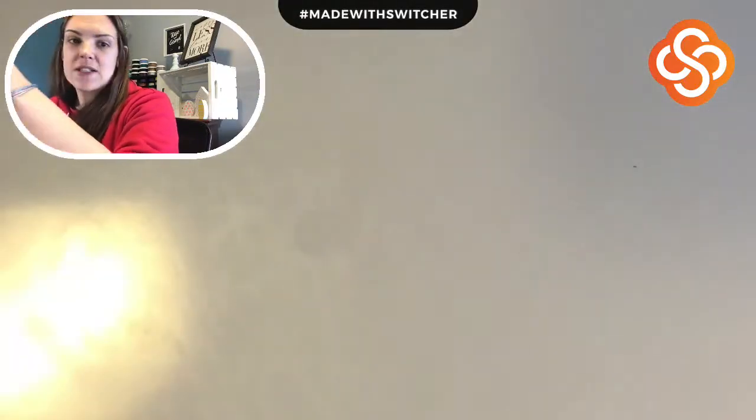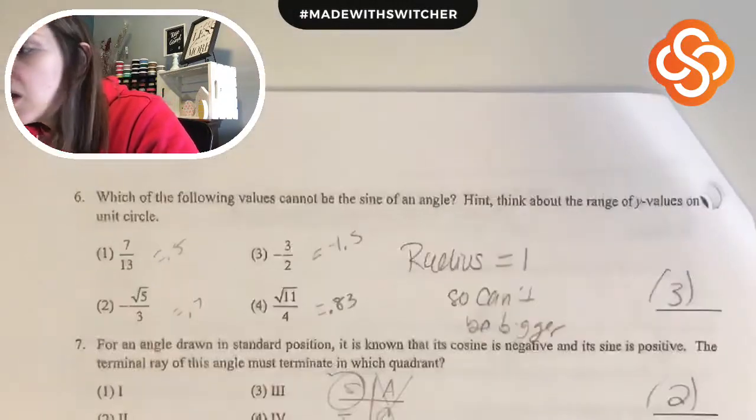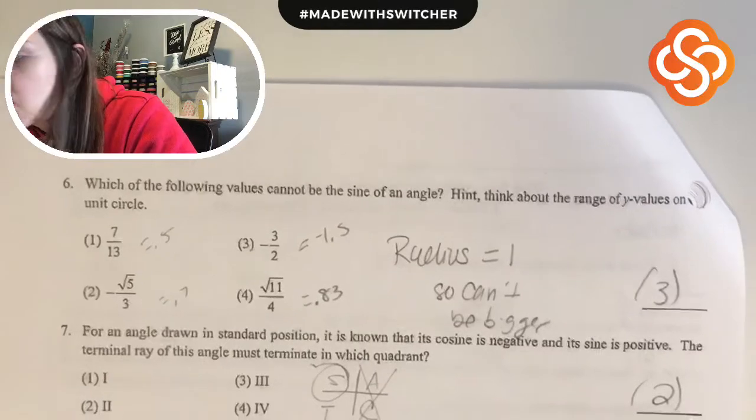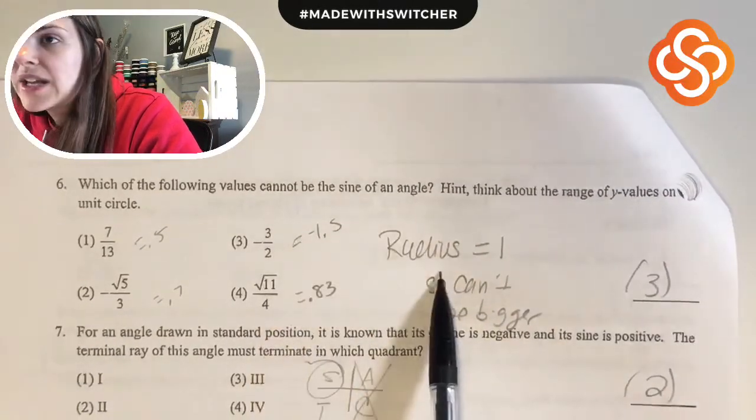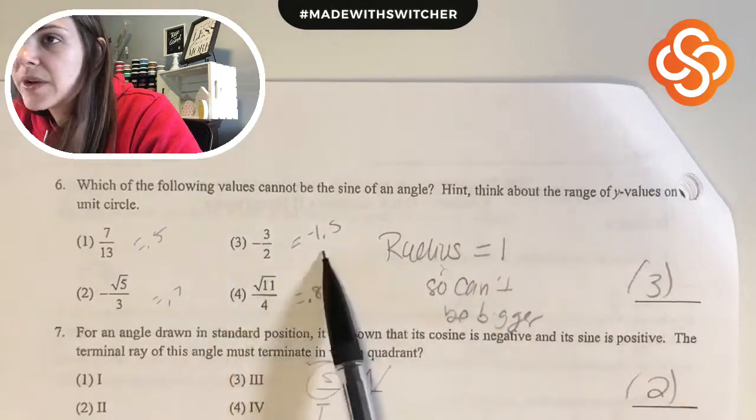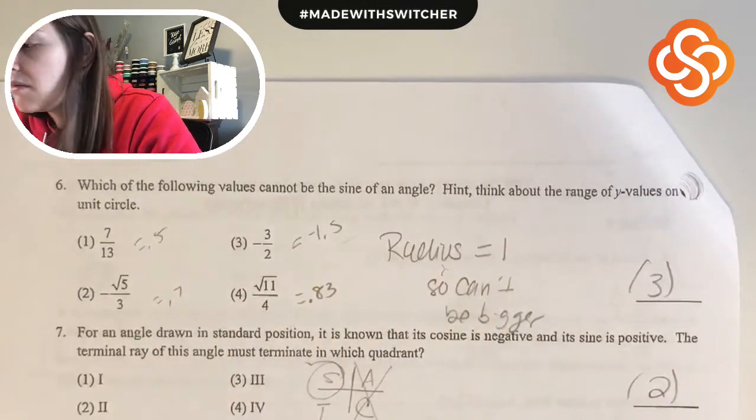All right, and then the last page here for number 6. Which of the values cannot be the sine of the angle? Well, the radius of our unit circle is 1, so it can't be bigger than 1.